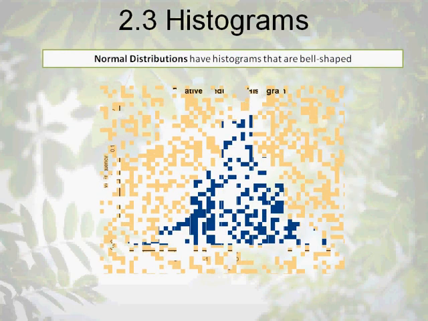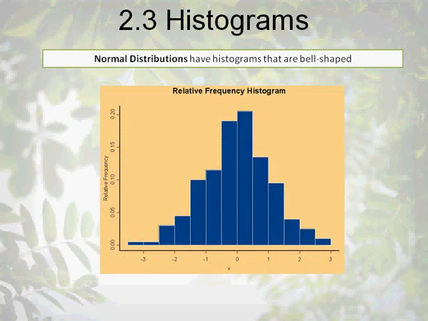Normal distributions have histograms that are what we call bell-shaped. This agrees with the idea of a normal frequency distribution that we mentioned earlier. The bar heights, which are our frequencies, start low, get bigger to a maximum, and then get smaller again.